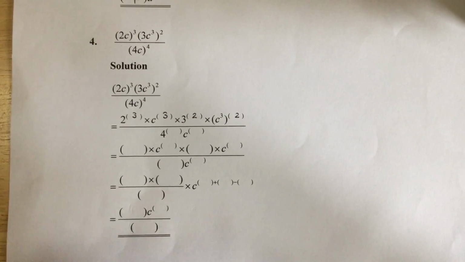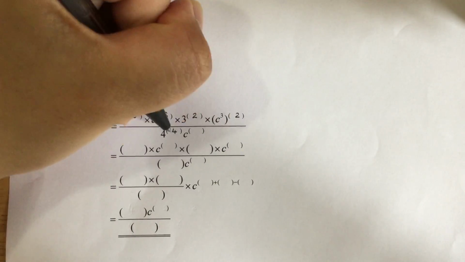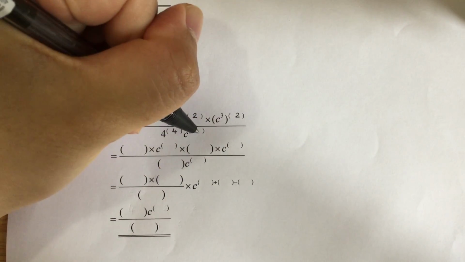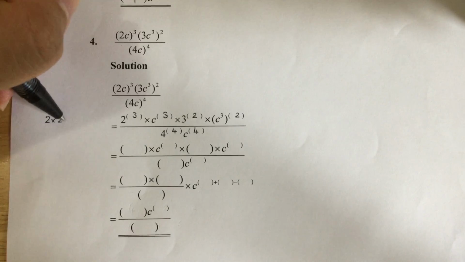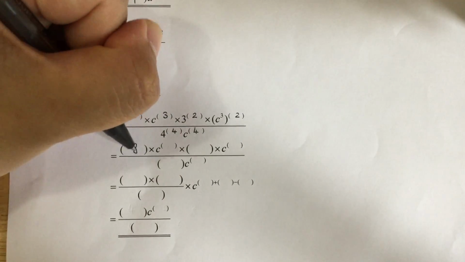And for the denominator, 4 will be with the power 4, and C will also be to the power 4. You will get the answer like this. Okay, now let's do it one by one. 2 with the power 3, that is 2 times 2 times 2. Once again, this is 8.